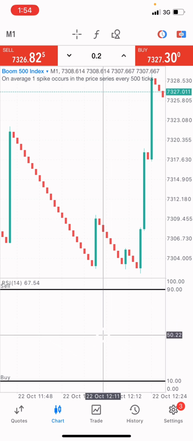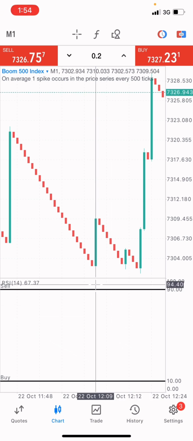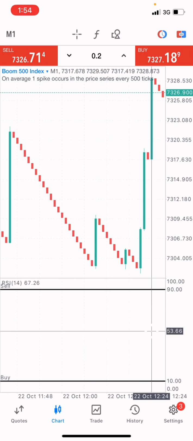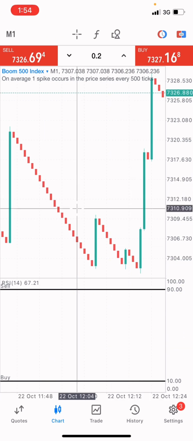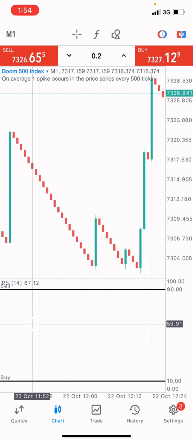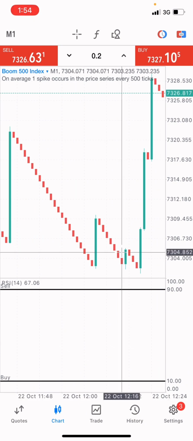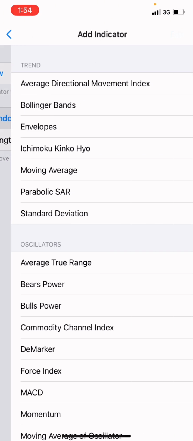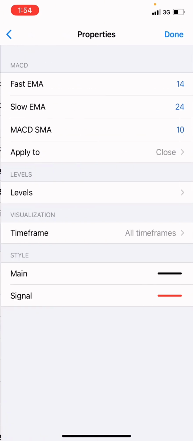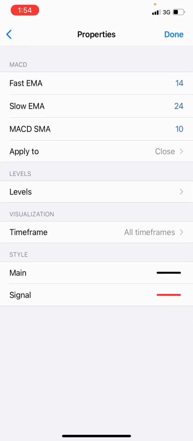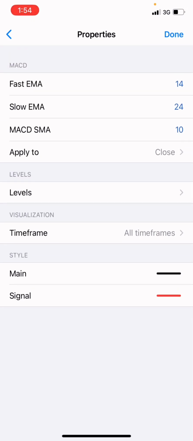Just imagine that I put in the RSI indicator in the chart right now. There's no signal that can tell me here that the market is going to buy or is going to sell. There's literally nothing I can do with it alone. So this is where I'm going to put in the MACD. The MACD here, perfect. These are the parameters. Another good indicator, the MACD indicator, for trading Boom 500 Index.